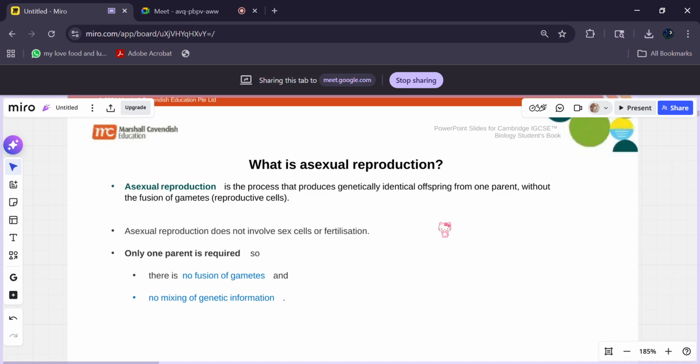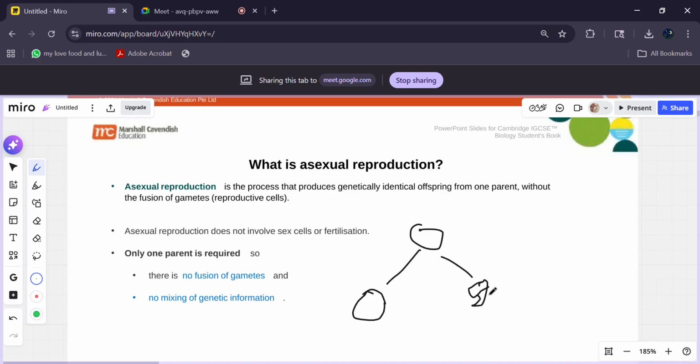So asexual reproduction does not involve sex cells or fertilization. In fact, asexual reproduction involves mitosis, and mitosis is a form of nuclear division in which a parent cell divides to produce two genetically identical daughter cells. Each daughter cell has the same number of chromosomes as the parent nucleus. So mitosis is basically they do not need sex cells. Instead, they have one parent cell, and this one parent cell divides itself into two daughter cells.